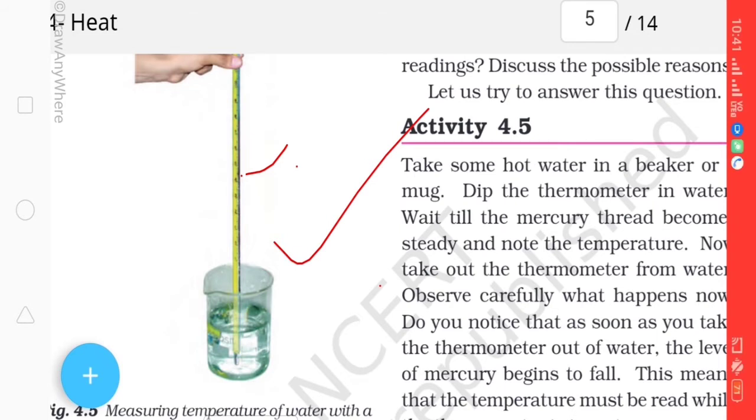So that is why, when we want to measure the temperature of water, we have to keep the thermometer inside. Okay, we must not take it out. If we take it out, then we will not get the temperature of water. So we have to keep it inside to measure the temperature of water. Otherwise, if we bring it out, we will get the temperature of the weather.